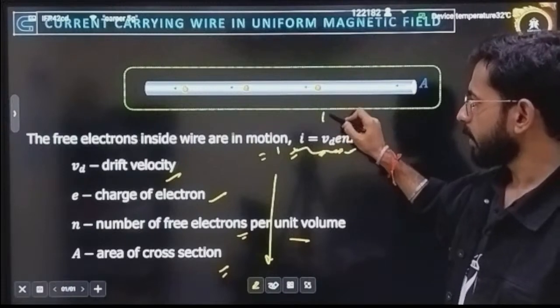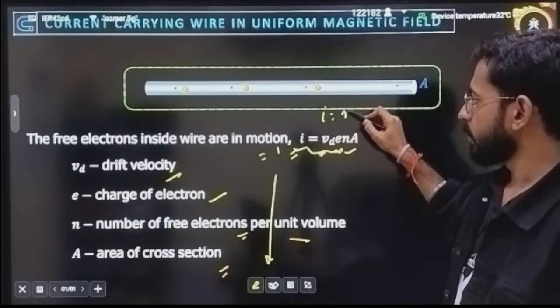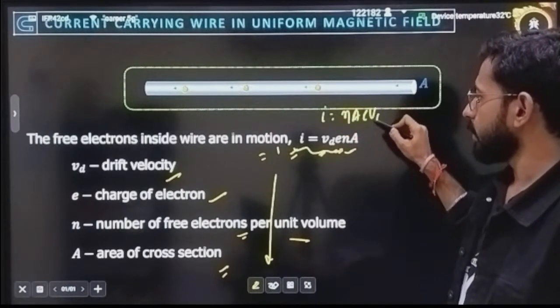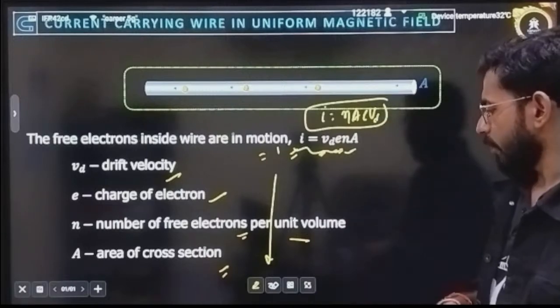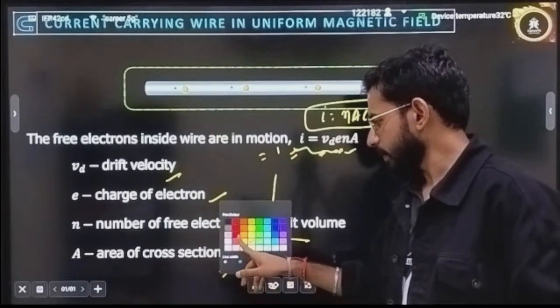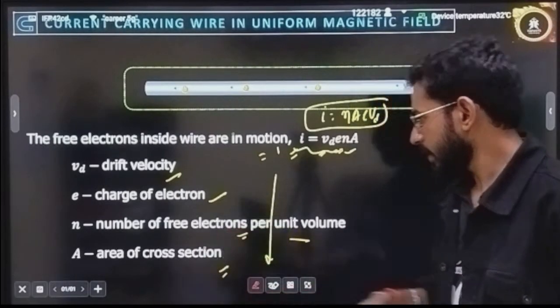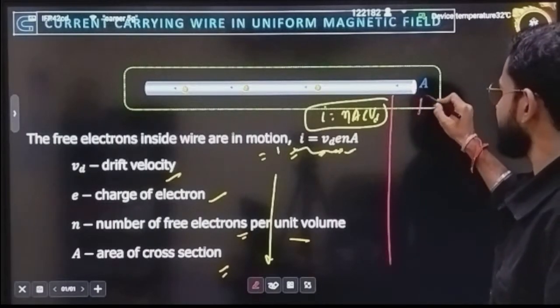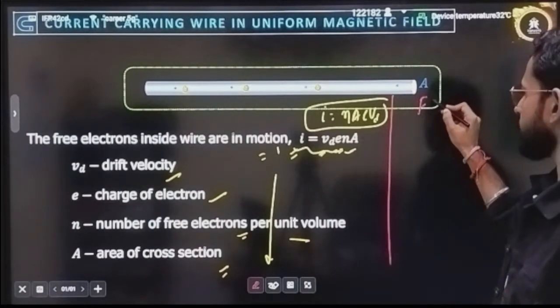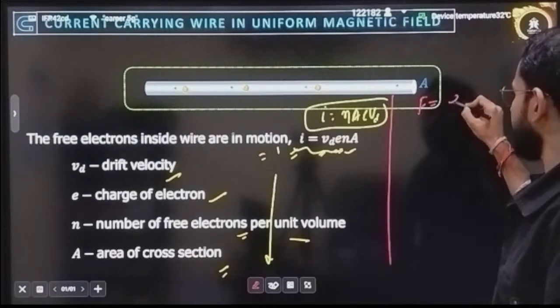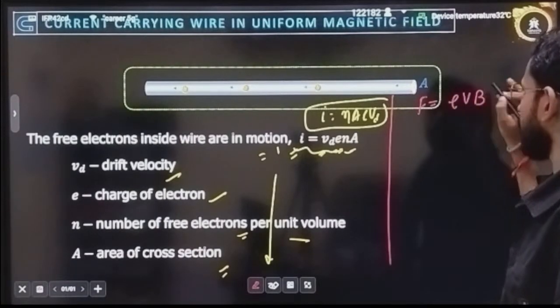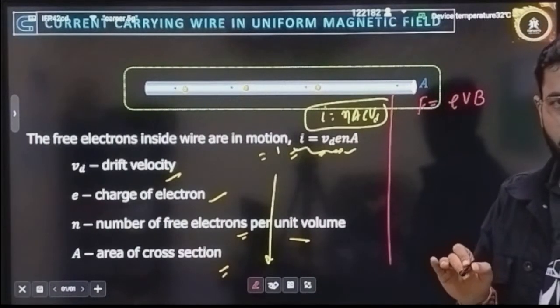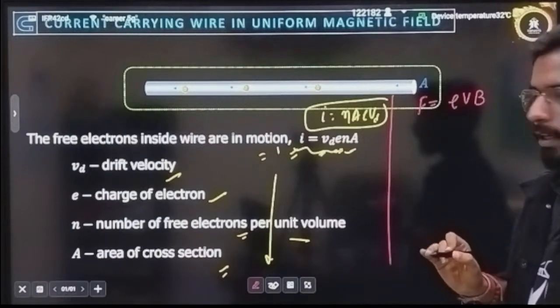I hope that you remember that from current electricity, I is equal to eta A e v_d. So how am I going to derive this formula? Now let's understand, very easy. There is nothing about time. See, what is the force on a single electron? You write that e v B. Correct? On a single electron.